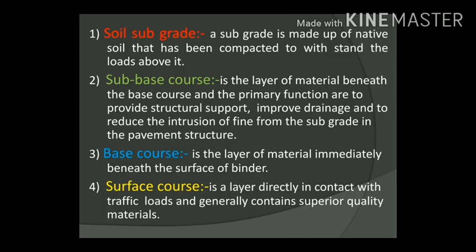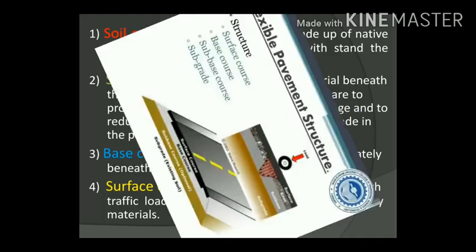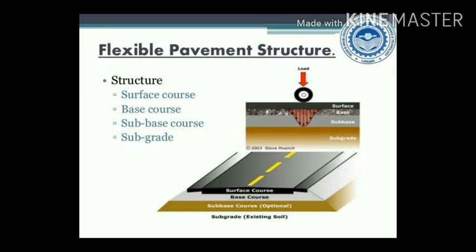The sub-base is the layer of material beneath the base course, and its primary functions are to provide structural support, improve drainage, and reduce the intrusion of fines from the subgrade into the pavement structure. Third one is base course. It is the layer of material immediately beneath the surface or binder course. Surface course is a layer directly in contact with traffic loads and generally contains superior quality material. The following are the images of flexible pavements.